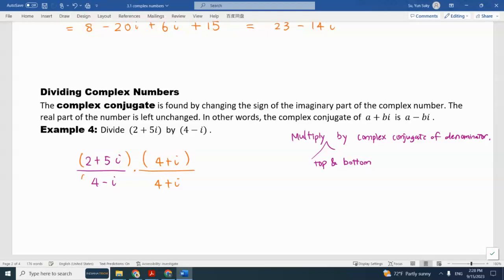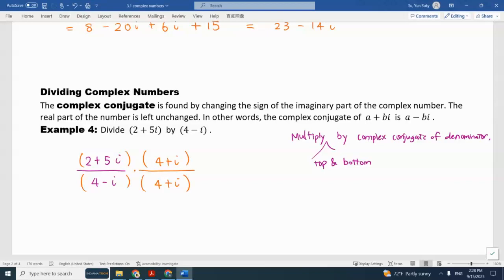Okay, let's put parentheses around them. The reason we want to multiply by the complex conjugate of the denominator is to get rid of the i in the denominator. We don't want to see any i in the denominator. That is our goal. Okay?